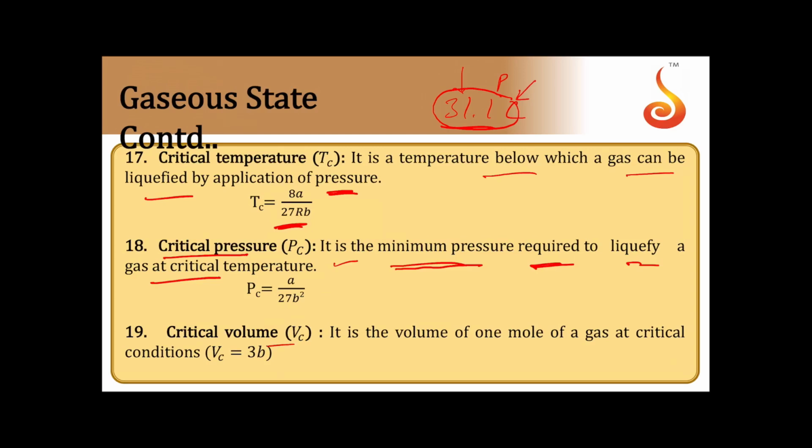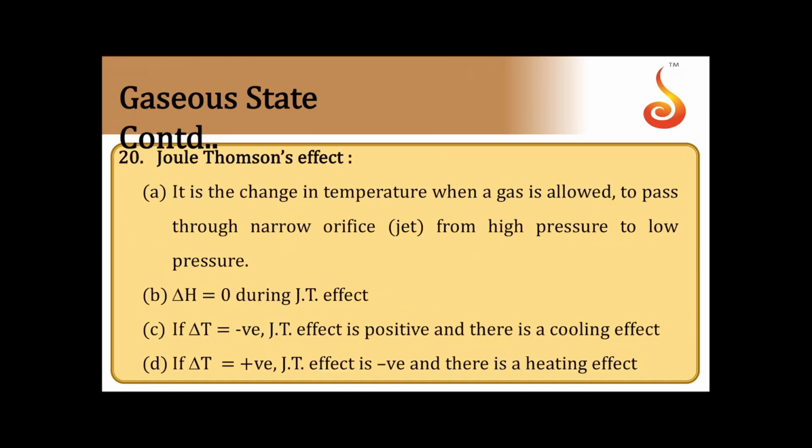Finally, critical volume. Critical volume is the volume of 1 mole of a gas under critical conditions. So the volume of 1 mole of a gas at Tc and Pc is said to be Vc, and Vc = 3b. So we need to remember all these three relations: Tc = 8a/27Rb, Pc = a/27b², and Vc = 3b. All these three formulas must be remembered.